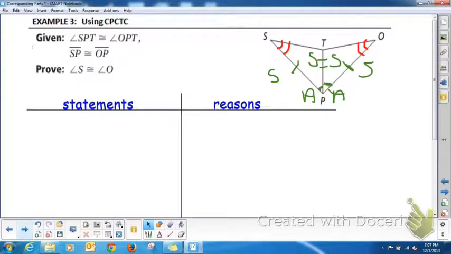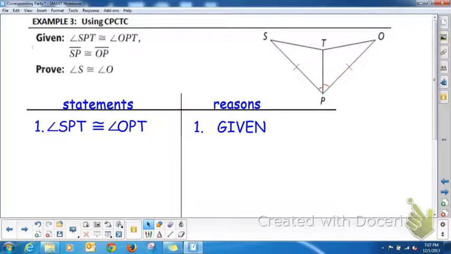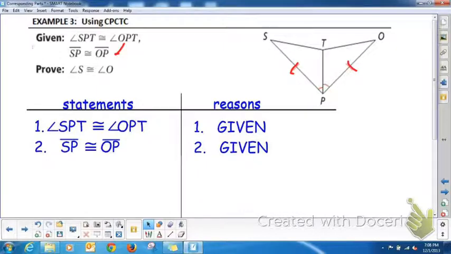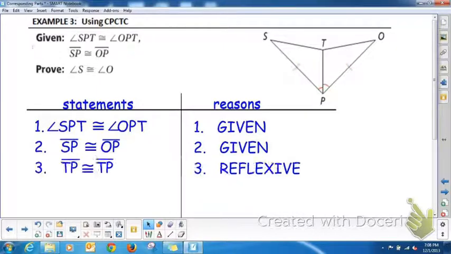Let's write the proof. Angle SPT is congruent to angle OPT. That was given. Segment SP is congruent to segment OP. Given. Segment TP is congruent to itself, segment TP, by the reflexive property of congruence.